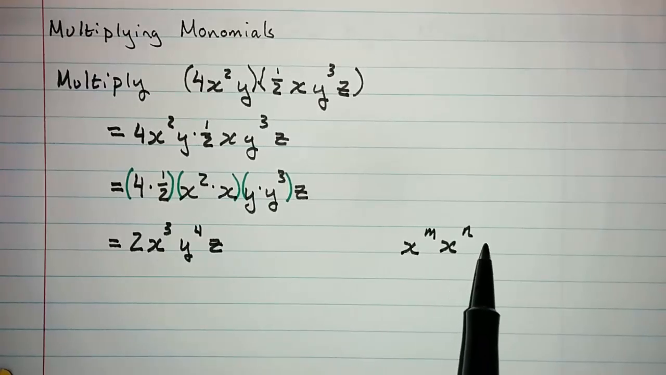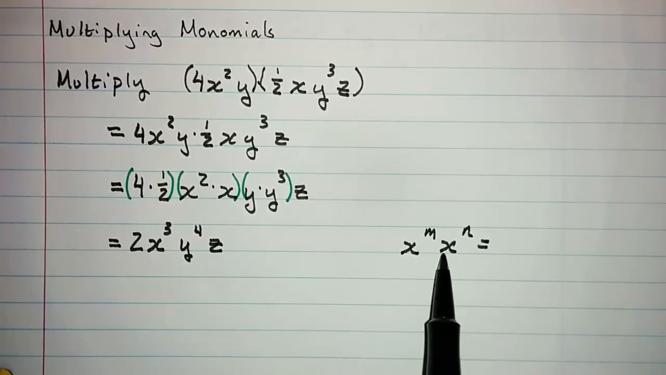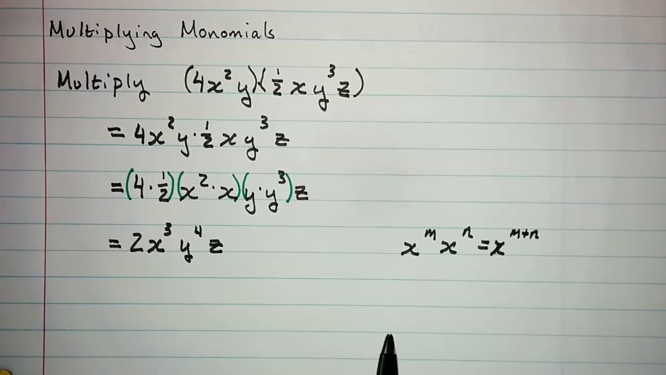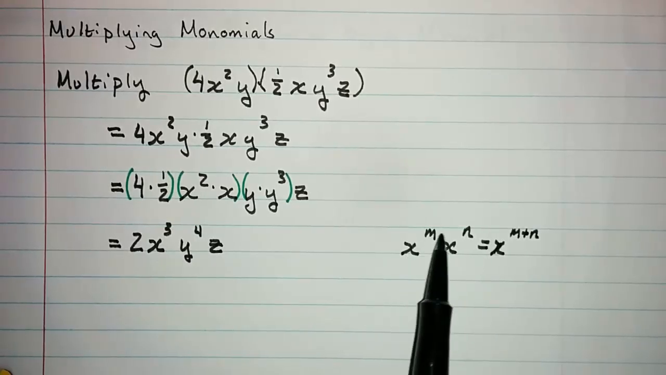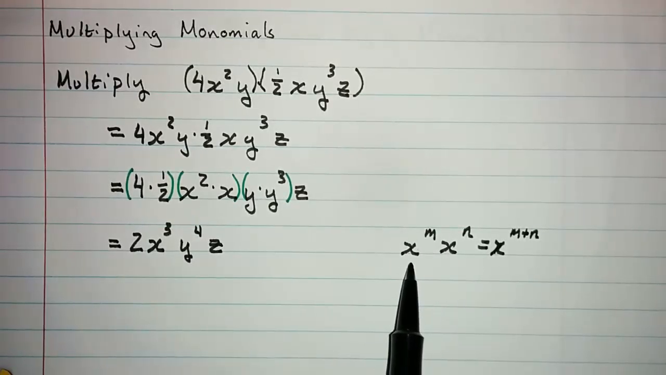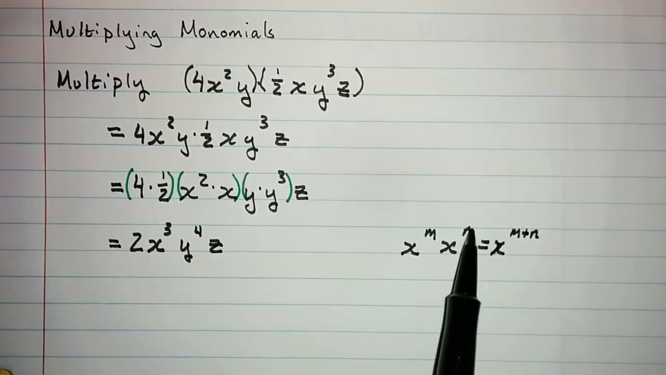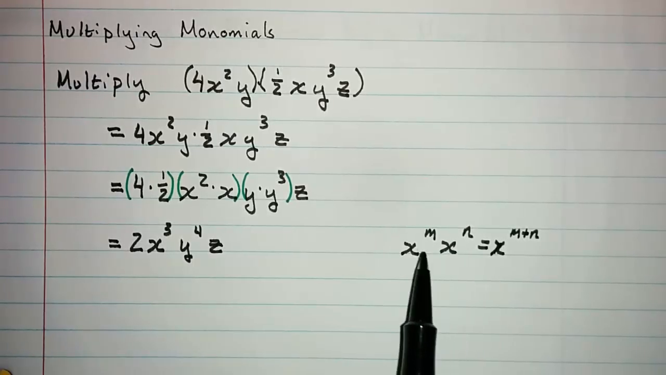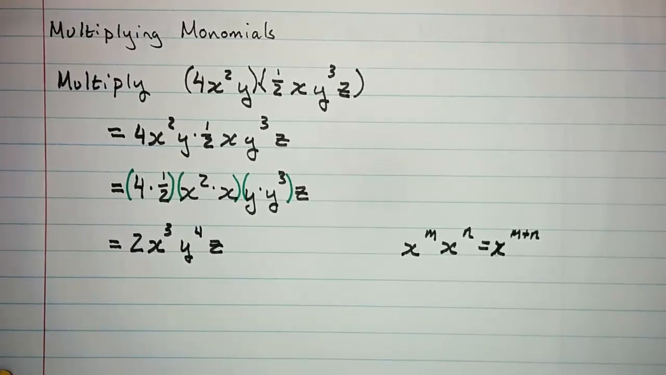It might be helpful to us to remember some of the rules for exponents, namely that when we multiply together 2 powers of the same thing, we add the exponents. Right? Here I have m copies of the variable x. Here I have n copies of the variable x. I put them next to each other. How many do I have? I have m plus n of them.